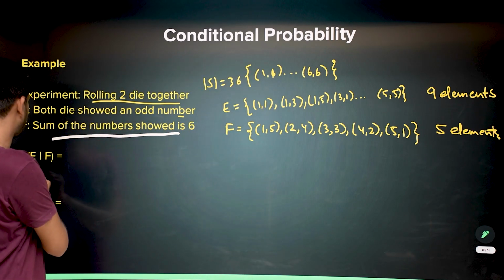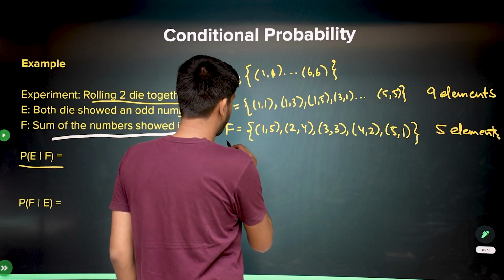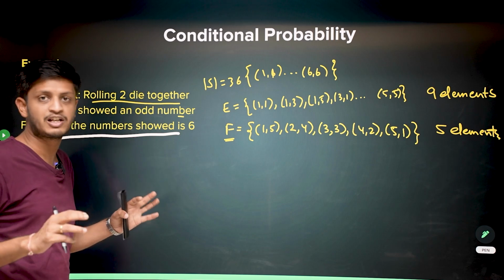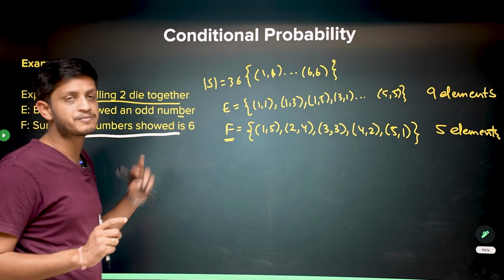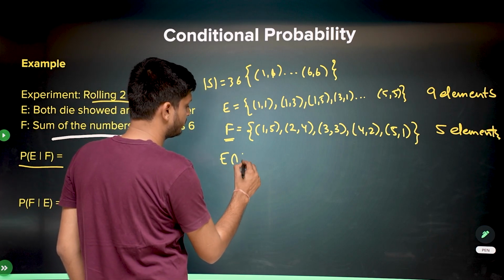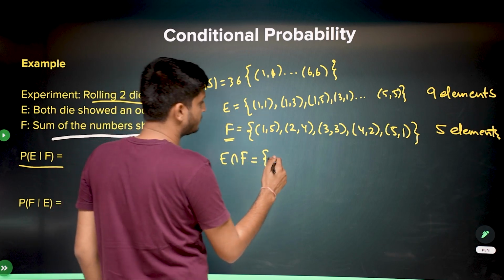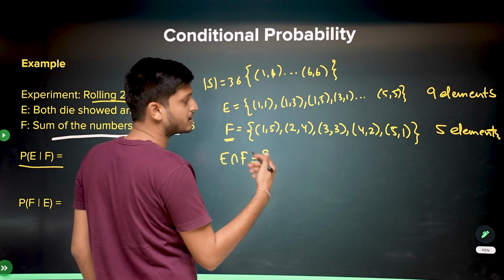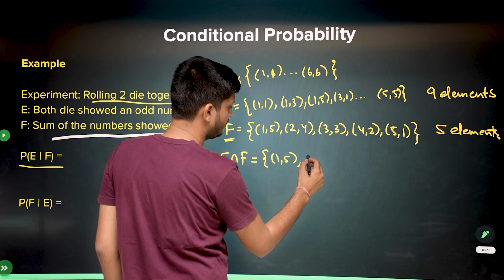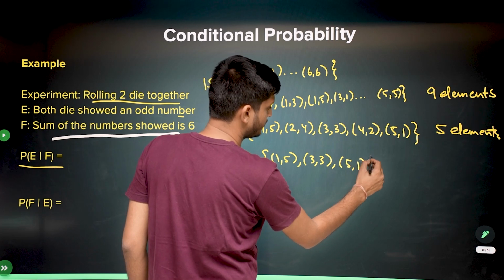Now we want to calculate the probability of E given F has already happened. Given that the event F has already happened, which means it is given that the sum of the numbers was 6, now this becomes our universe. So we can use the formula directly. Let's calculate E intersection F. E intersection F will be the elements which are common in both of them. So basically both the numbers should be odd here. 1,5 is one such case, 3,3 is one such case, and 5,1. This is our intersection set, 3 elements.